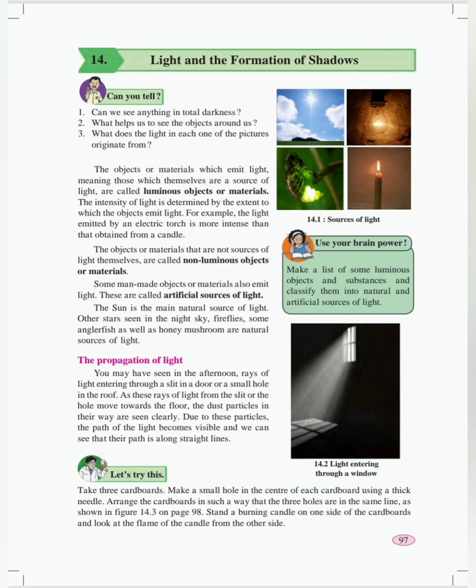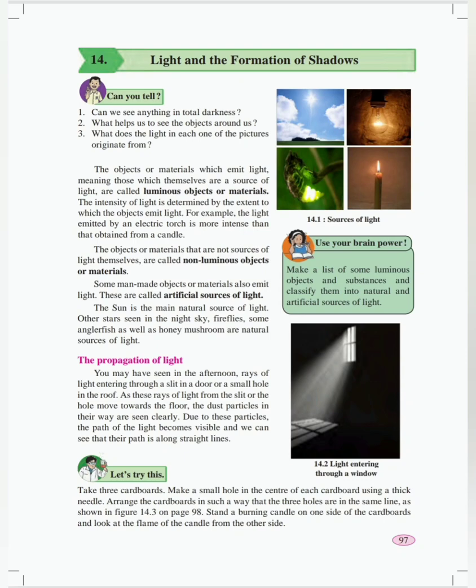Our next point in this lesson is the propagation of light. You must have experienced light in your house with sun rays. Yes, the sun rays enter your house either by a window, by a door, or through some holes in your roof. Light always travels in a straight line.